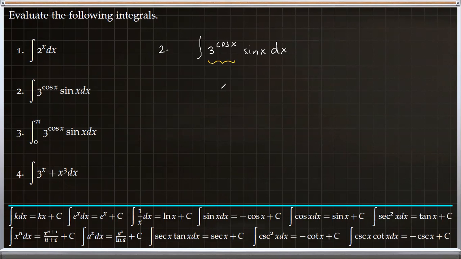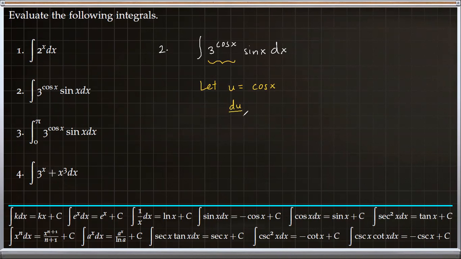So whenever we have a composition, one possibility is to try to use integration by substitution. So we start by letting u be the inside part of the composition. So here the composition is 3 to the cosine x, and the inside part is cosine x. So we let u be cosine x and see if that will work out.